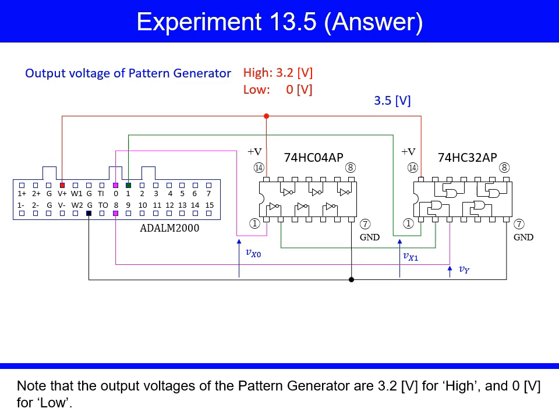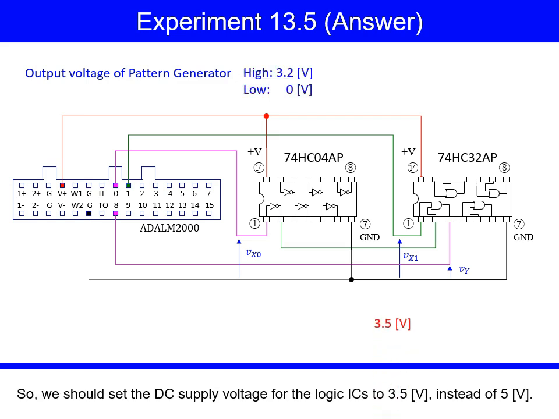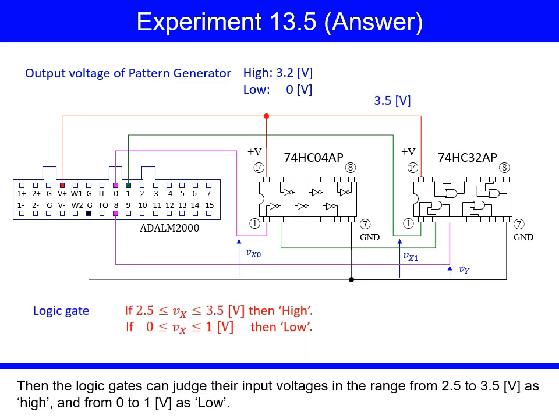Note that the output voltages of the pattern generator are 3.2 volts for high, and 0 volt for low. So, we should set the DC supply voltage for the logic ICs to 3.5 volts, instead of 5 volts. Then the logic gates can judge their input voltages in the range from 2.5 to 3.5 volts as high, and from 0 to 1 volt as low.